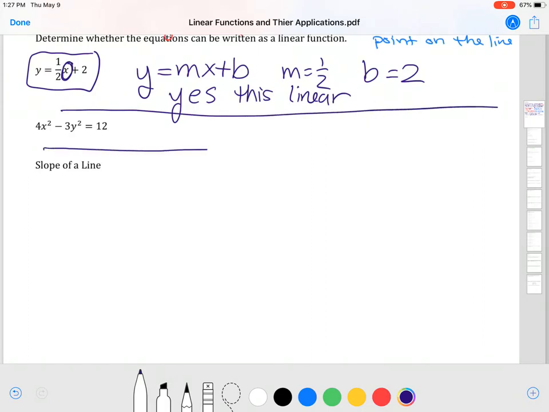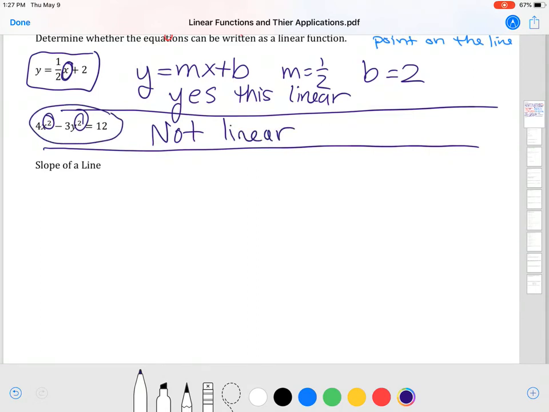If I look at this second example here, I notice I have an x squared and a y squared in here. As soon as I see x's and y's squared, that is no longer linear. That is something else. So we would say not linear. There isn't any way that I can rearrange this equation to put it in y equals mx plus b form. It would be impossible to try to write it in that form because we have an x squared.